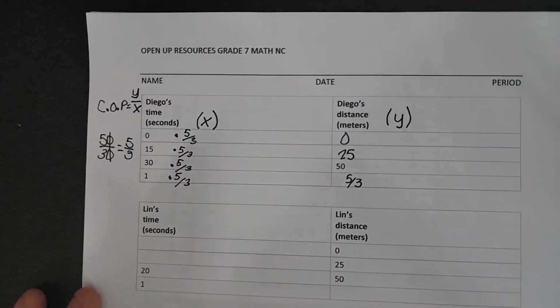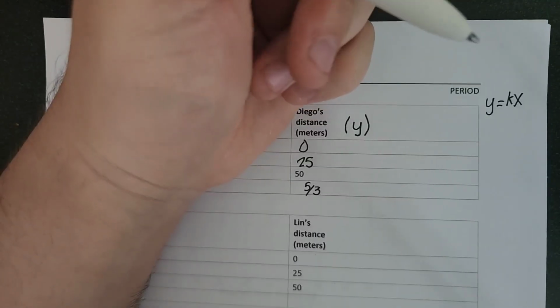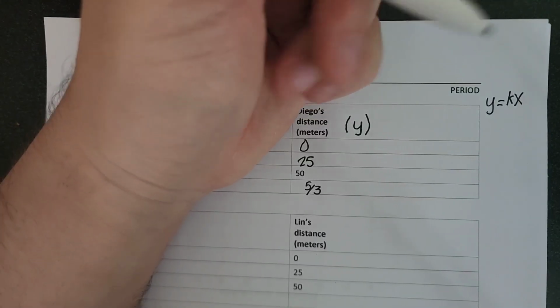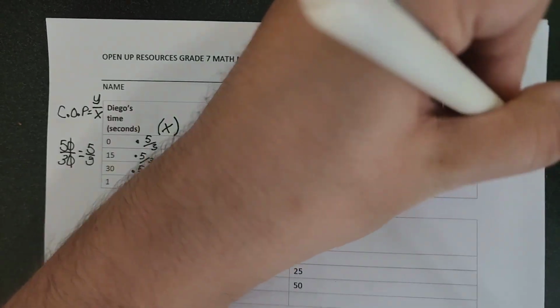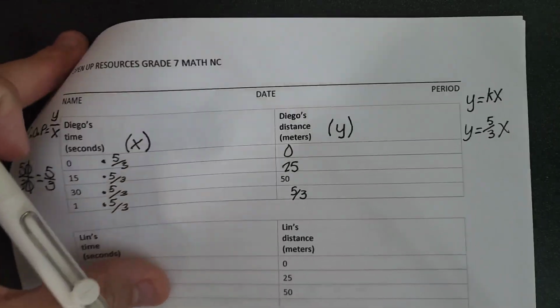Now, if I was supposed to write an equation, now this is not asking for you to write the equation. What would the equation be if I follow y equals kx? What's the equation for Diego? Yeah, y equals 5/3 x. Great job. Okay, so now let's look at Lynn.